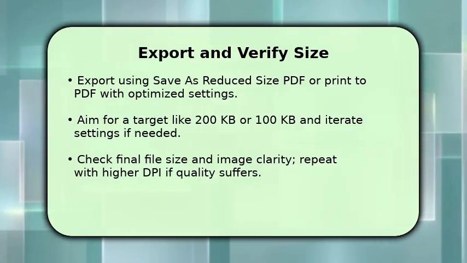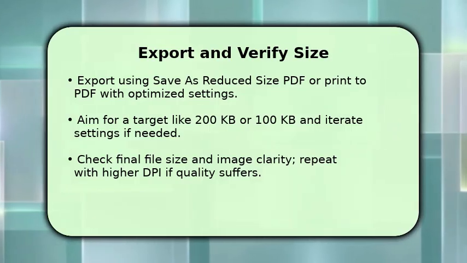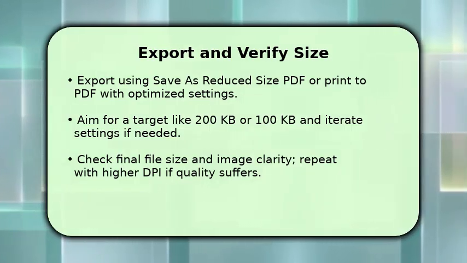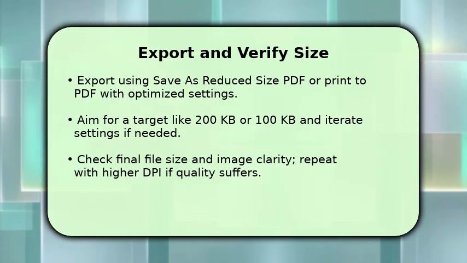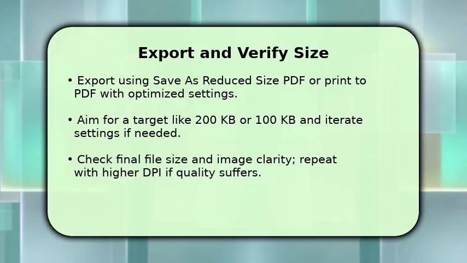If text blurs, increase image DPI to 200 and re-export. Finally, run a size check and store the minimized PDF with a clear file name indicating its reduced size.